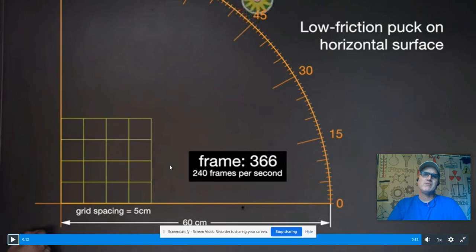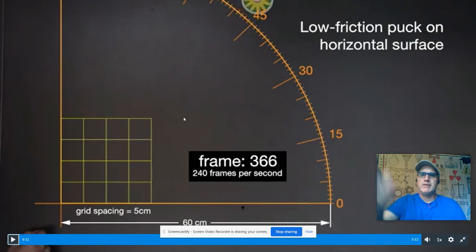But if you want a more advanced approach, this is a high-speed camera taking a picture of this hockey puck, and it's saying that 240 frames equals a second of time. And so this hockey puck actually only takes 366 frames. So how many seconds is that? Well, if there's 240 frames in 1 second, then how many seconds is 366? And so we could set up a proportion.